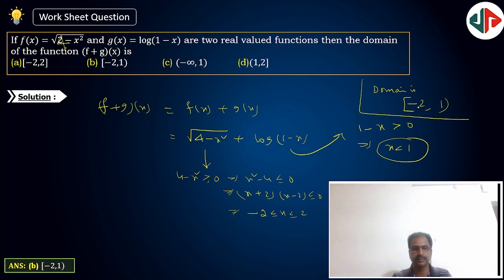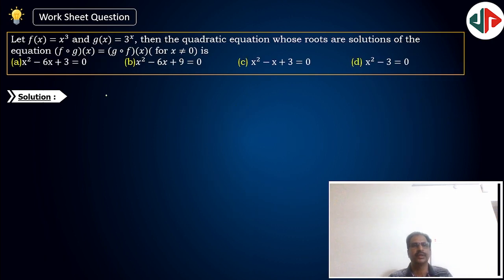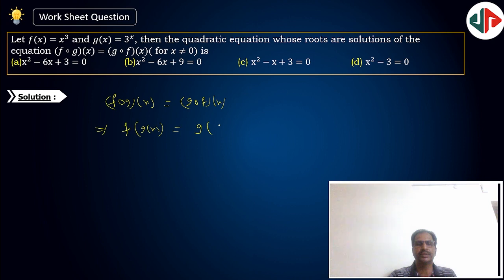Option B is correct. Next, f of x is equal to x cube and g of x is equal to 3 power x. Then what is the quadratic equation whose roots are solutions of the equation f circle g of x is equal to g circle f of x? F circle g means f of g of x. G circle f means g of f of x.